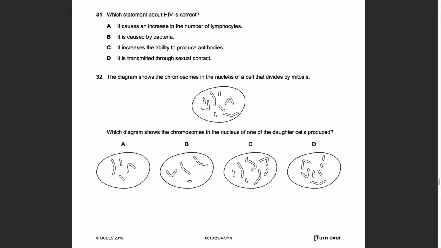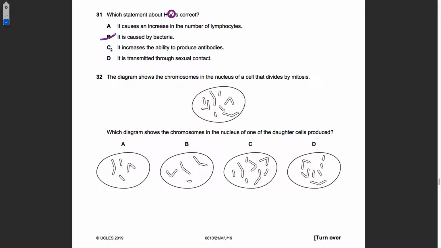So first of all, an easy one we can get rid of. HIV is the human immunodeficiency virus. The V stands for virus. So for B, that's definitely a no-no. It's not caused by bacteria, it's caused by a virus. So B can be eliminated.